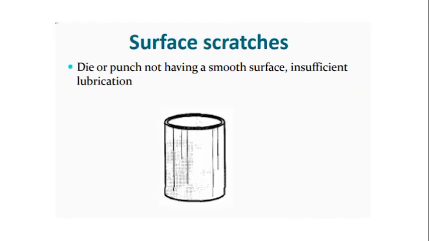Then scratches. Suppose your die or punch does not have smooth surfaces. Suppose your die has some small impressions on it. Because of that, if some roughness is there, some scratches can also form on your blank or cup. This kind of defect can also be formed in drawing, that is known as scratches.